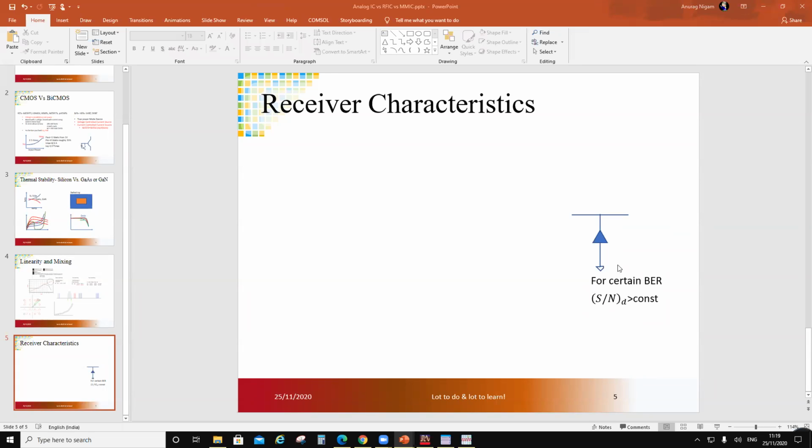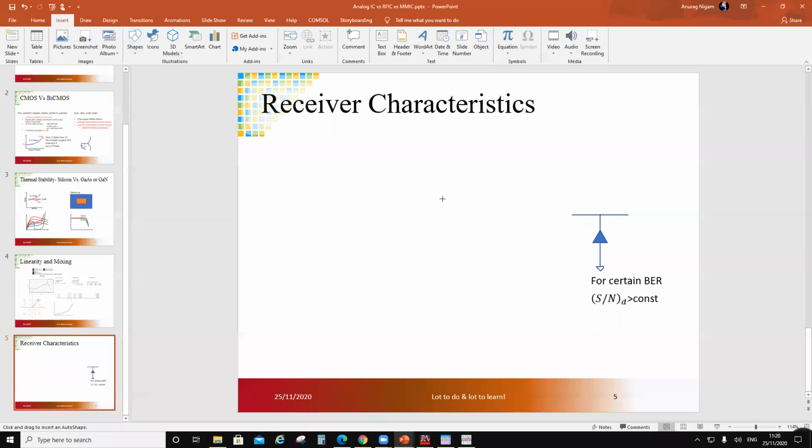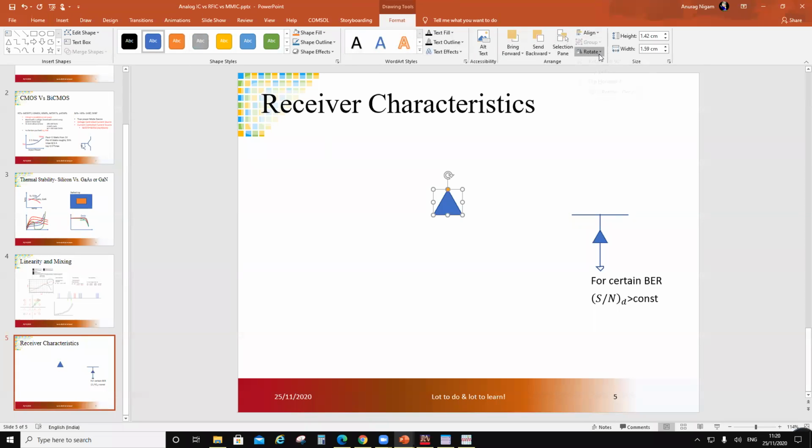Okay, so for a certain bit error rate at the detector, I'm expecting a certain signal to noise ratio, correct? Now there is a receiver over here which has got gain stages, mixer, LNA. So we will have gain stages here, which are going to be IF gain stages. There are going to be a bunch of gain stages over here, so I'm going to represent multiple gain stages like this.